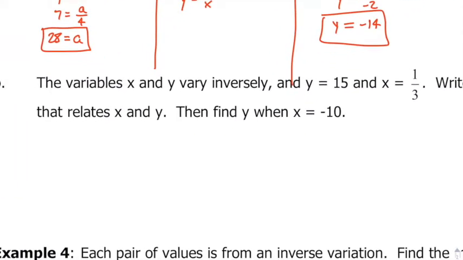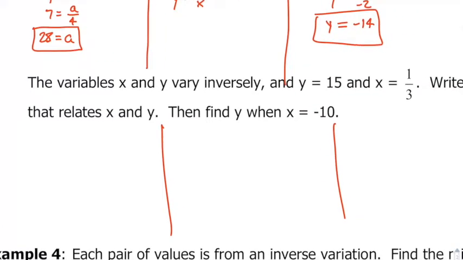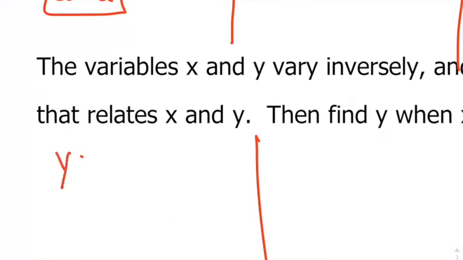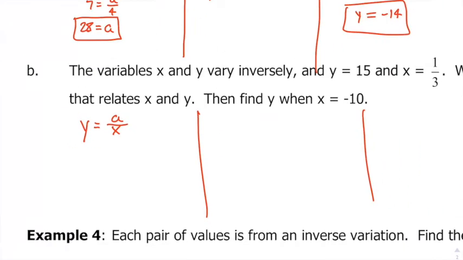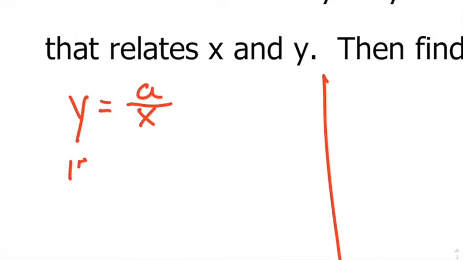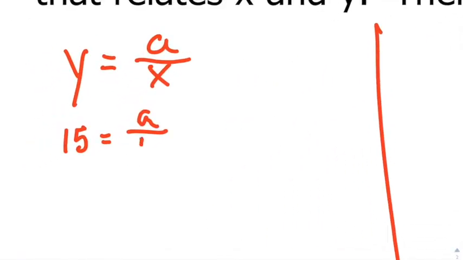So let's do this next one. Same idea, 3 parts. First of all, find the a value when y is 15 and x is 1/3. Notice the keyword, varies inversely, x and y. So this will be y equals a over x. Then we're going to plug in those values that we have. y is 15. This is kind of weird. Apparently the x is 1/3, so we're dividing by a fraction. We'll handle that in a second.